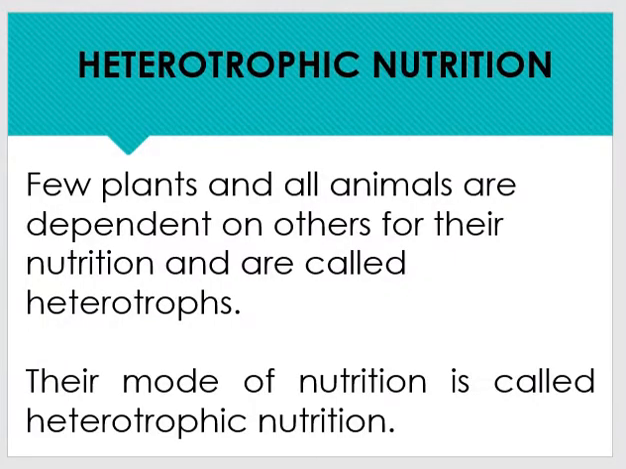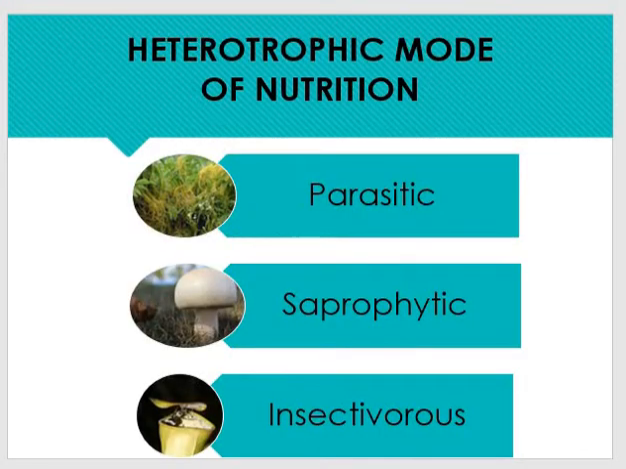In the previous class, we have studied about heterotrophic nutrition. Few plants and all animals are dependent on others for their nutrition and are called heterotrophs. Their mode of nutrition is called heterotrophic nutrition. Few types of heterotrophic mode of nutrition are parasitic, saprophytic, and insectivorous. Already you have learned in detail in your previous class.